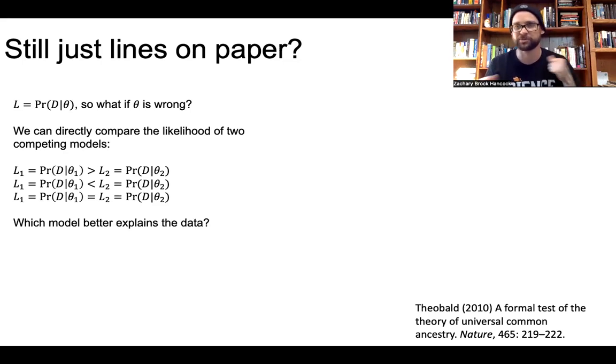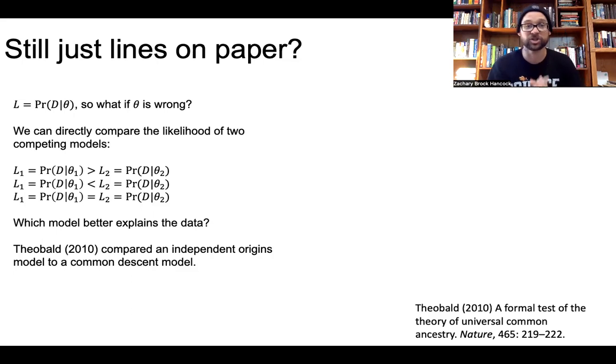So which model better explains the data? If we think about it as our model, the model of phylogenetics is that the data emerged under a tree-like structure, right? That there is a tree structure that connects the data, whereas creationists would argue that there is no tree structure that connects the data, that instead all of this data emerged via independent origins, okay? Well, this has been directly estimated. So Theobald in 2010 compared an independent origins model to a common descent model, and exactly this kind of likelihood approach. This is the approach that he used comparing these two models.